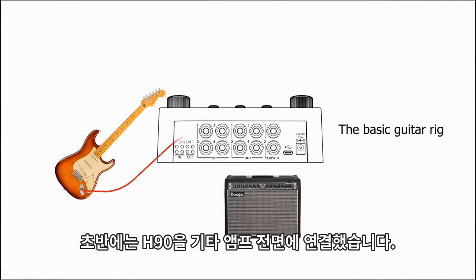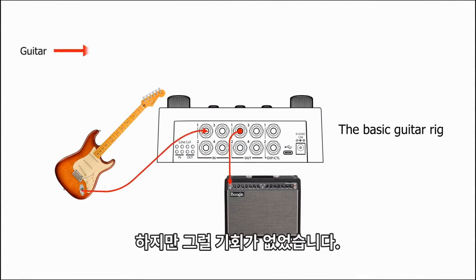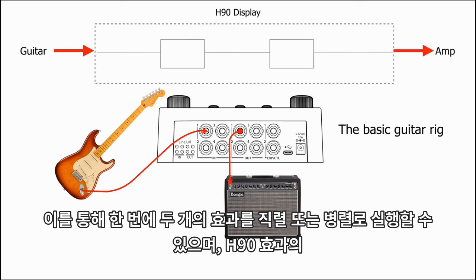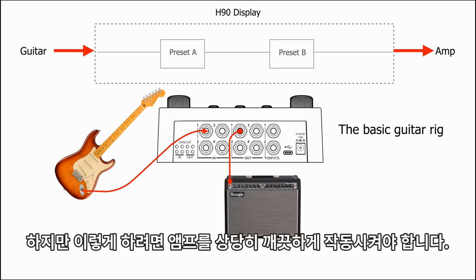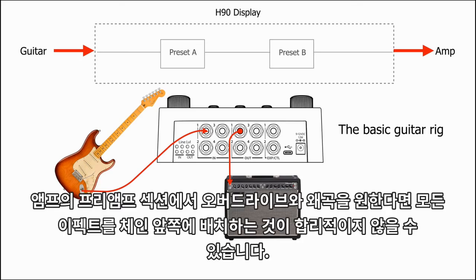Early on, we connected the H90 to the front of a guitar amp. This gives us the ability to run 2 effects at once in series or parallel, plus add inserts at any point before, in between, or after the H90's effects. However, this requires us to run the amplifier fairly clean. If we prefer to get overdrive and distortion from the amplifier's preamp section, putting all our effects in the front of the chain might not make sense.